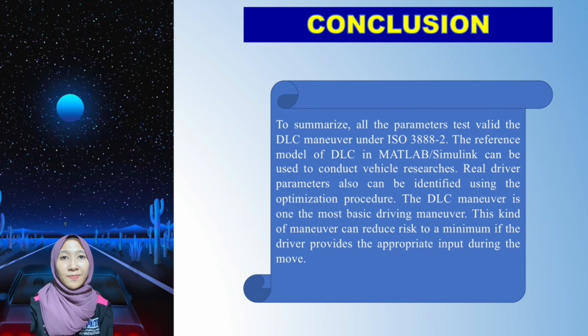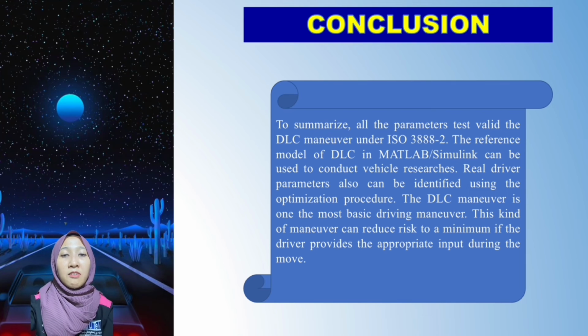In a nutshell, the double lane change test was done and presented in this project to validate the effect of the speed and the longitudinal distance in order to investigate the longitudinal and lateral vehicle motion. And all the tests are satisfactory, demonstrating longitudinal and lateral vehicle motion during the double lane change maneuver. All the parameter tests are valid under ISO 3888-2.